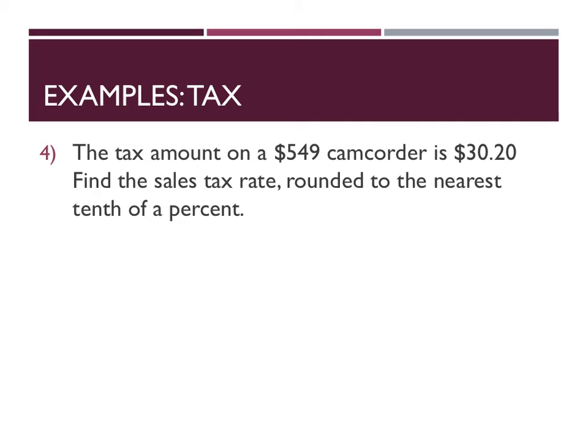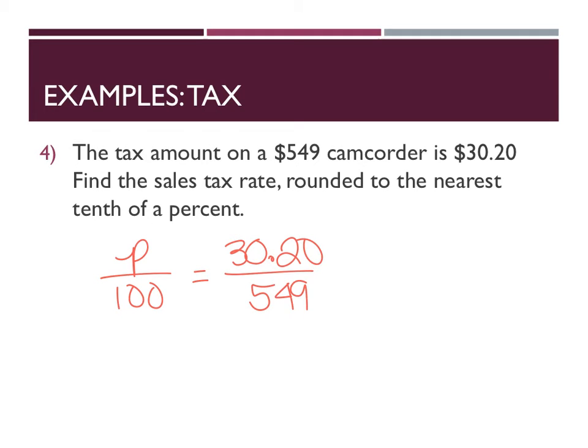The tax amount on a $549 camcorder is $30.20, and it asks us to find the sales tax rate rounded to the nearest tenth of a percent. So we are looking for the percent. You could write it P over 100 equals, since that's your percent. We know the tax amount was $30.20 on a $549 camcorder.